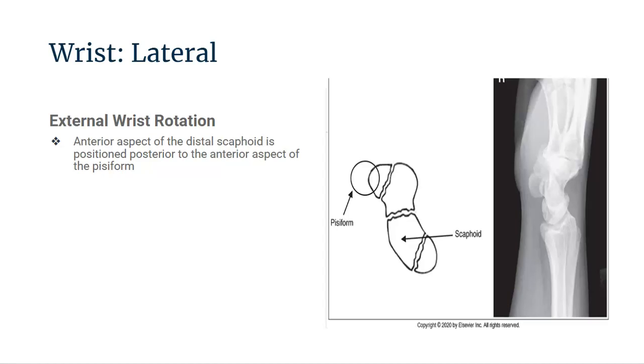So what happens when there's rotation? In external wrist rotation, as demonstrated in this image, the anterior aspect of the distal scaphoid will sit posterior to the anterior aspect of the pisiform. This is indicative of external rotation.